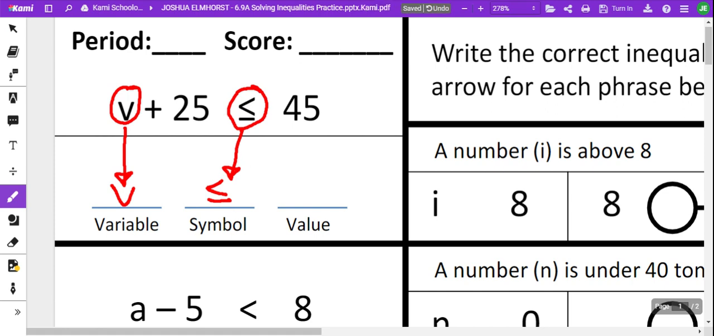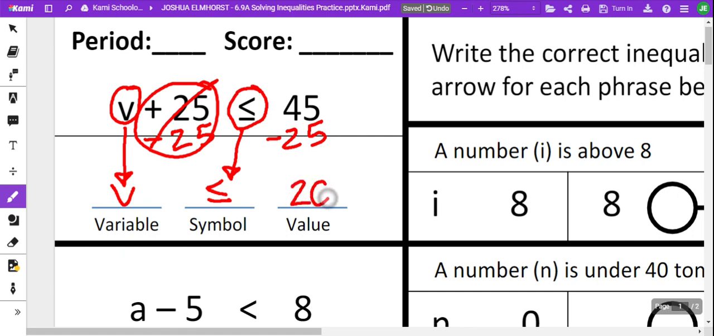Now we're actually going to solve just like it's an equation. So the variable plus 25, we're going to solve by subtracting 25 to find out what the variable is. On the left side, the 25 cancels, and we have 45 minus 25, which gives us the solution: the variable is less than or equal to 20. Let's continue.